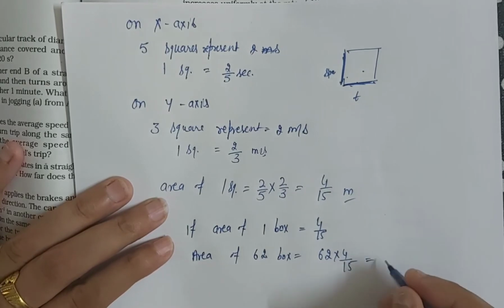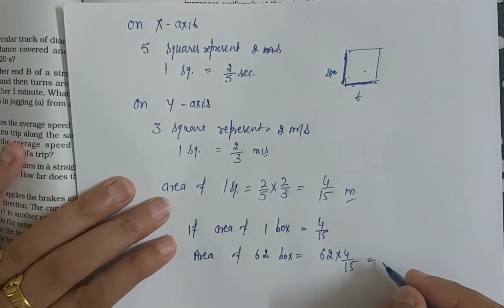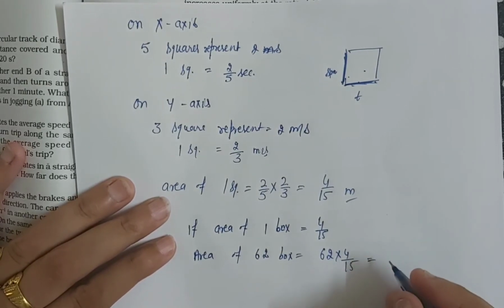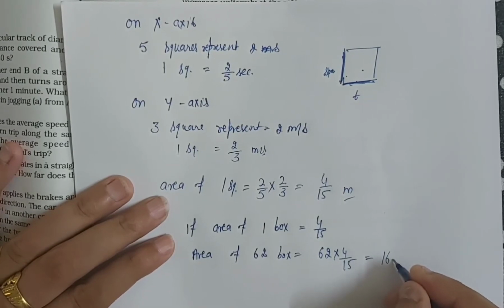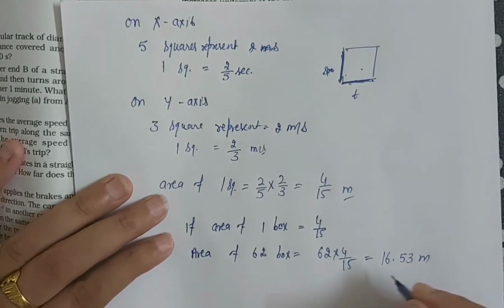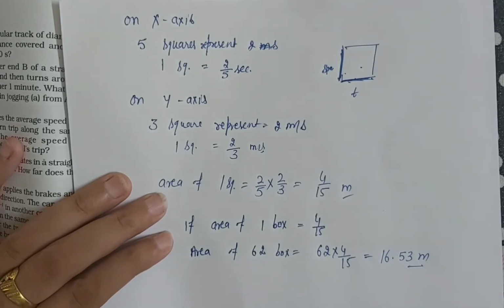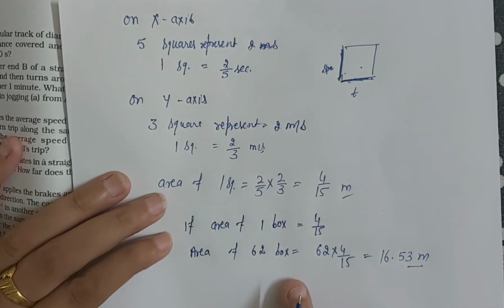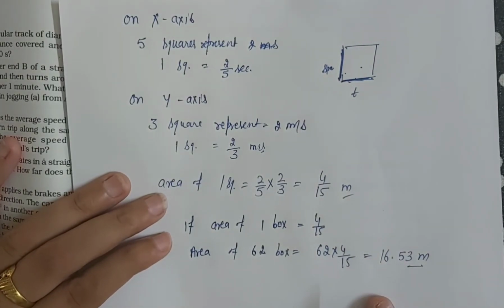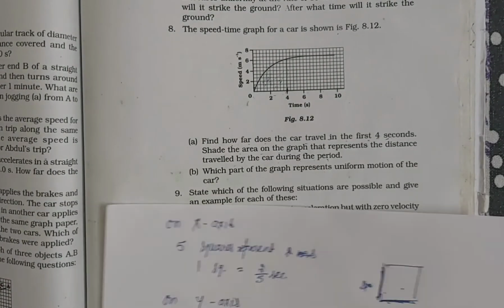Okay, so when we solve it, it will be equal to 16.53 meter. So hence the car travels 16.53 meter in the first 4 seconds. Okay, so this is the answer of the first part. Now what is the second question?